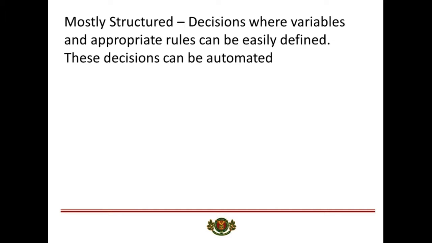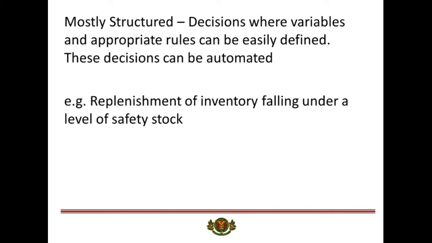In a mostly structured category, this usually includes decisions where variables and appropriate rules can be easily defined. Now, usually these decisions can be automated. For example, a replenishment of inventory falling under a level of safety stock. If a system determines that an inventory is running low of its stock, it can be automated to decide on its own to issue a reorder to restock the inventory.